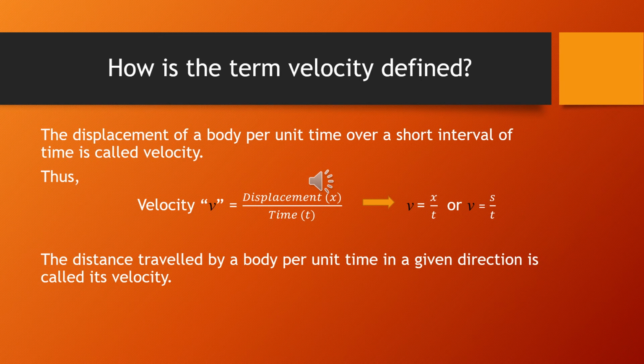Now please don't get confused here. Here v is equal to x by t and v is equal to s by t. Here x represents displacement and s represents distance. In practical situations we use distance, but when we are concerned about velocity, if that distance is in the opposite direction, we will use a negative sign for the velocity. That is, now the velocity is in the opposite direction.